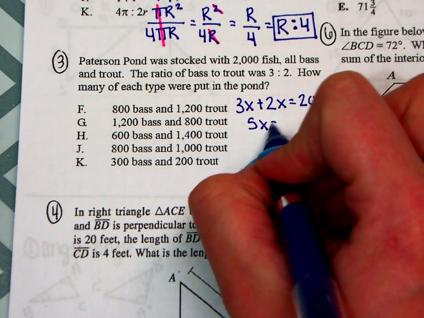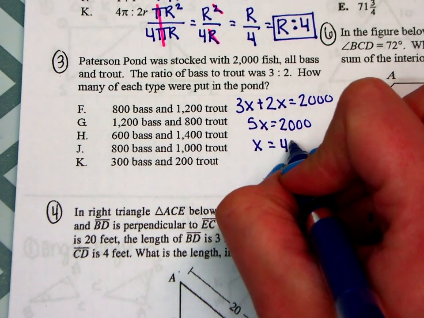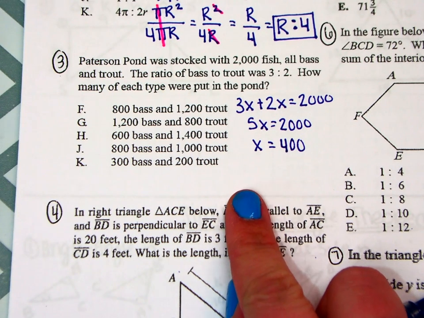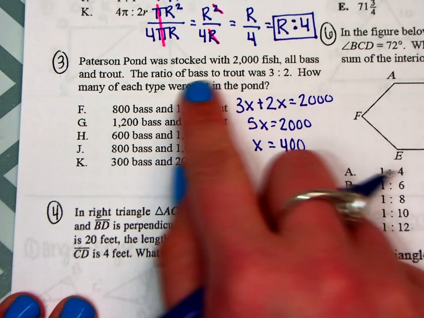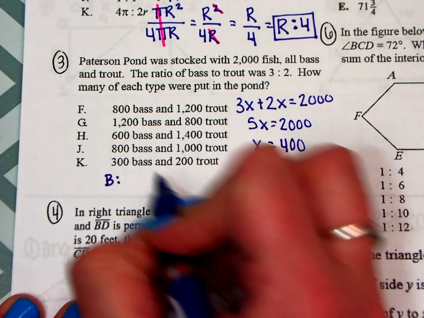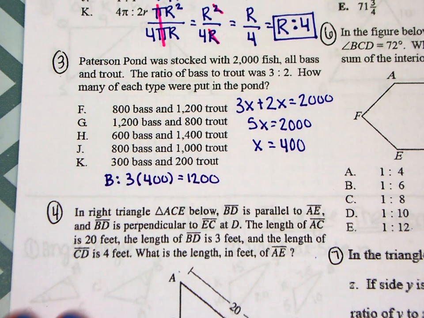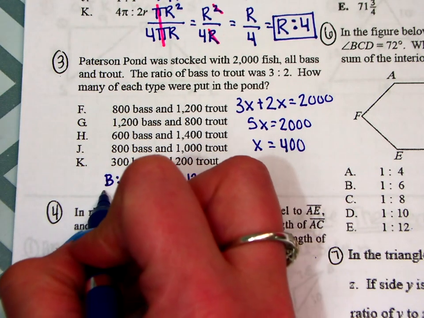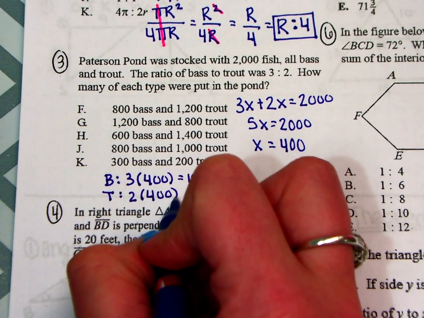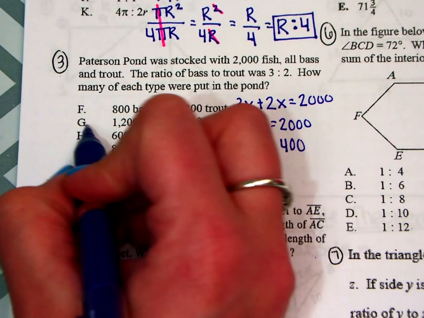What I'm actually doing now is solving for that magic value that, when I multiply it by my number of bass and trout, will give me the total number of fish. So x is 400. Bass is written first, and the bass is 3. So 3 is written first, so this would be 3 times 400 for 1,200. So there are 1,200 bass. And we're looking for trout. Trout is the second number, so 2 times 400 is 800. So there are 800 trout and 1,200 bass, which is option G.